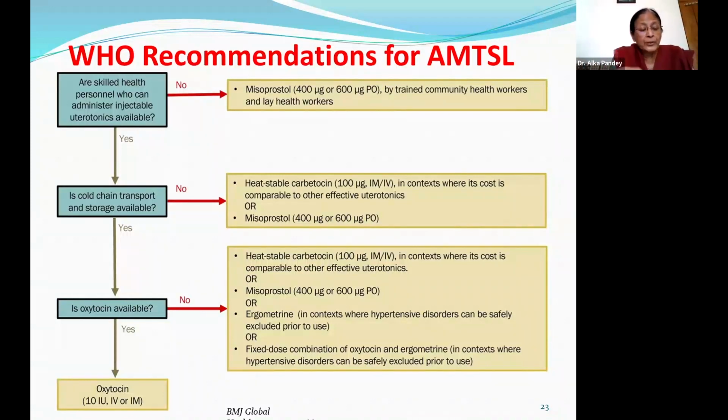Now, is oxytocin available? If not, you can give carbetocin, you can give misoprostol, you can give ergometrin, but ergometrin should not be given in hypertensive disorders unless they can be safely excluded prior to use. Or fixed dose combination of oxytocin and ergometrin in contexts where hypertensive disorders can be safely excluded prior to use. Oxytocin 10 international unit IV or IM. Next.